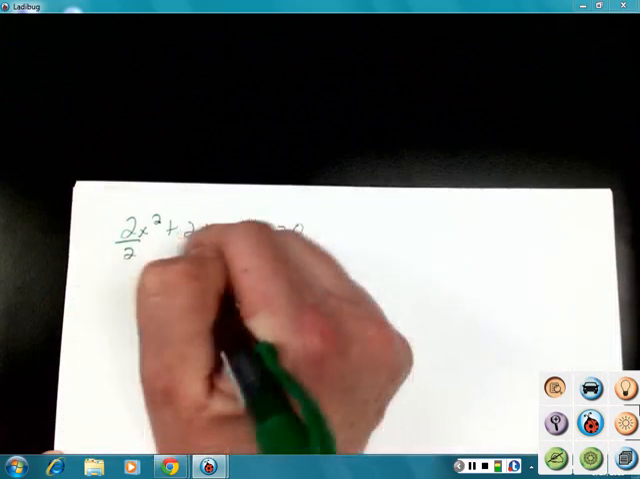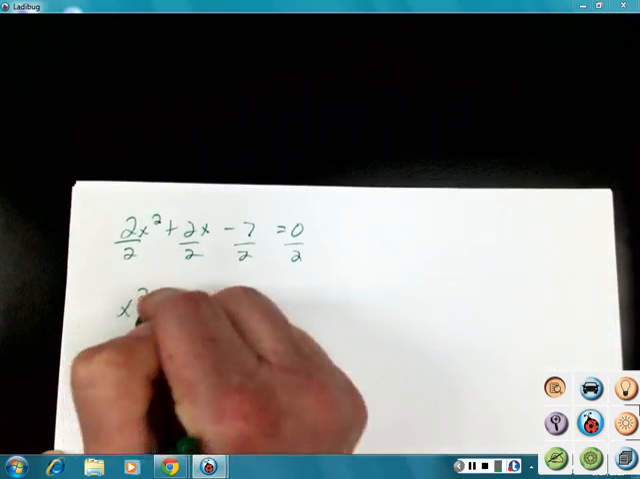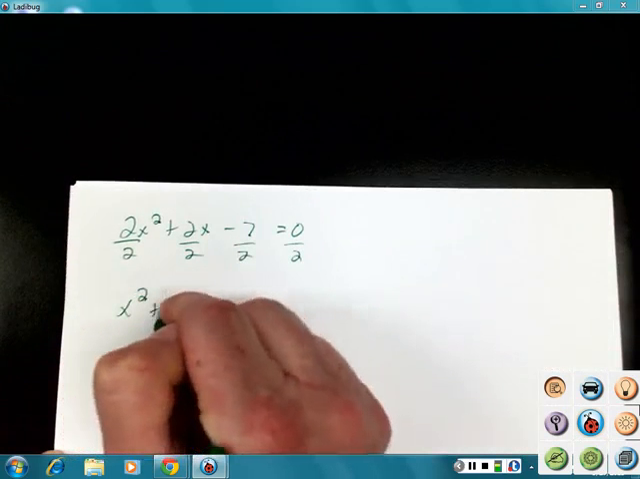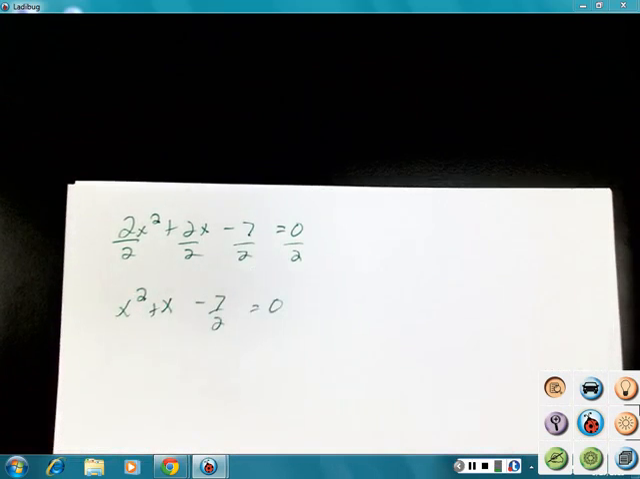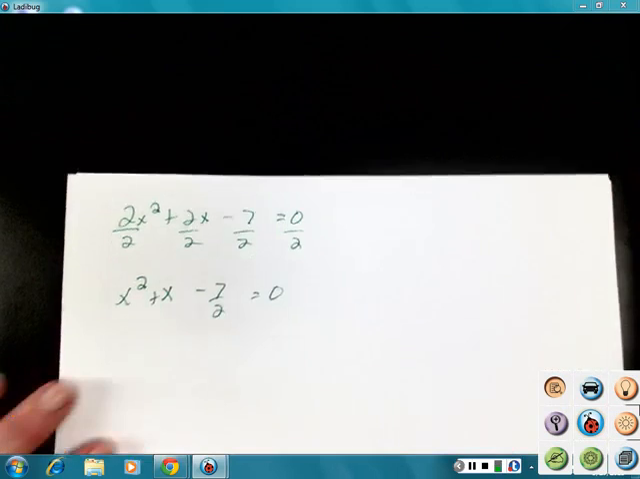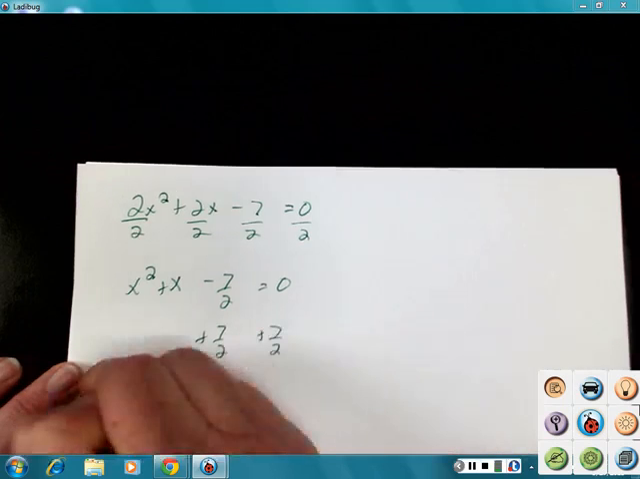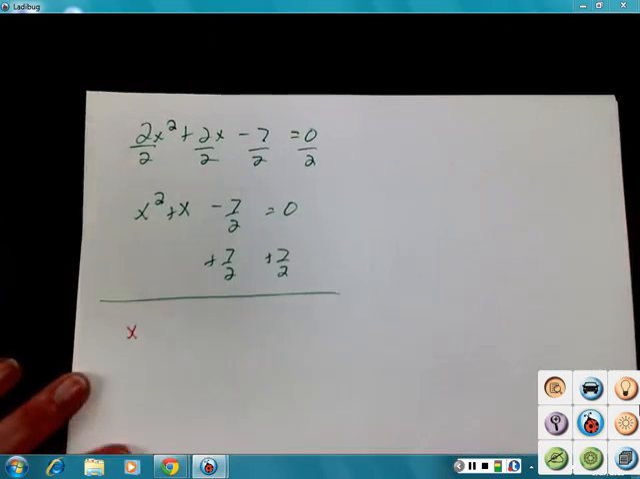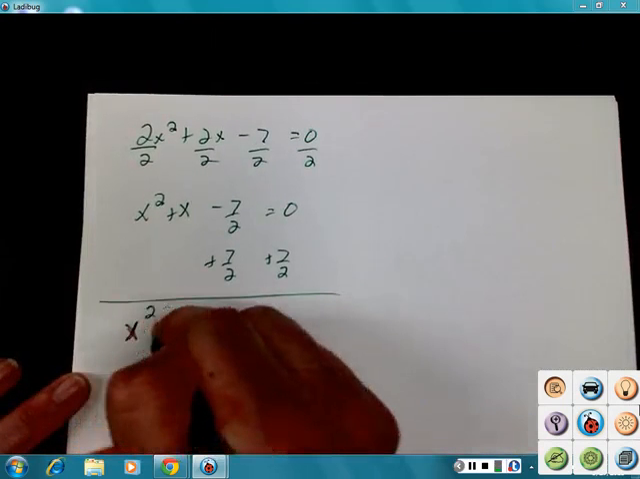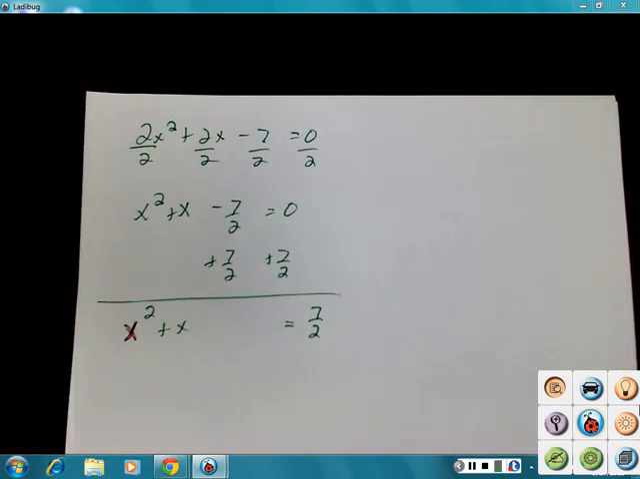But when I divide everybody by 2, I get my x squared, plus x, and a minus 7 halves is equal to 0. All right? So what has to happen with this thing is I add 7 halves to both sides, just like I've been doing. And I have x squared plus x is equal to 7 halves. So far, so good? Okay.